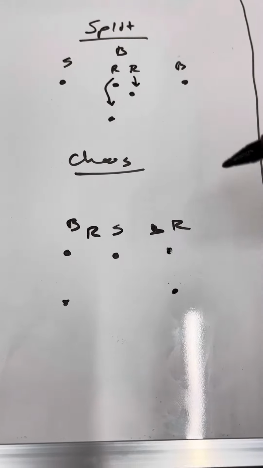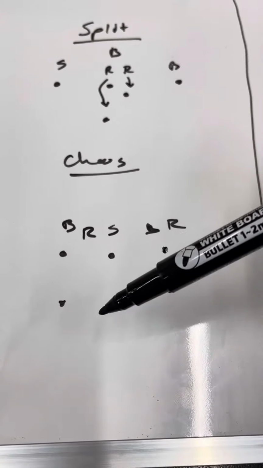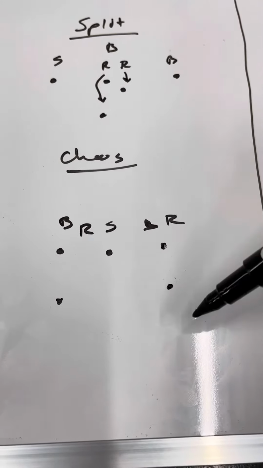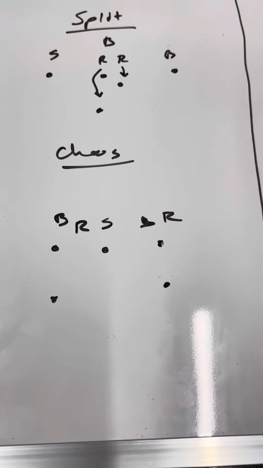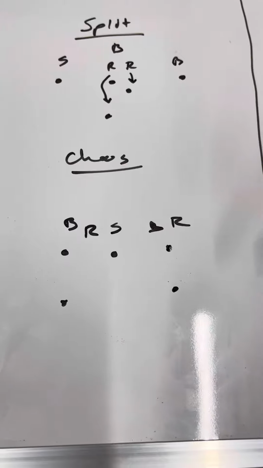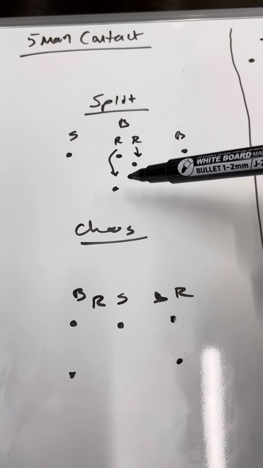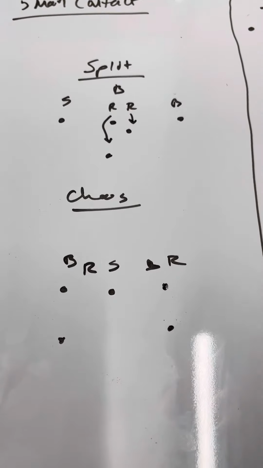Now, other chaos formations. Maybe they line everybody up on the sideline with 3 blockers and a quarterback and then an ISO receiver. Well, guess what? It just turns into bunch, right? Or they take a split formation, and then they try to widen it to one side of the field or the other. Then you call it split, all right?